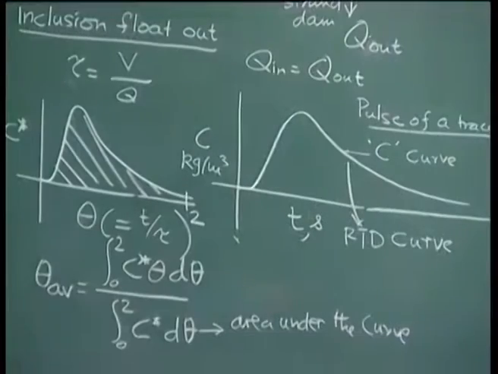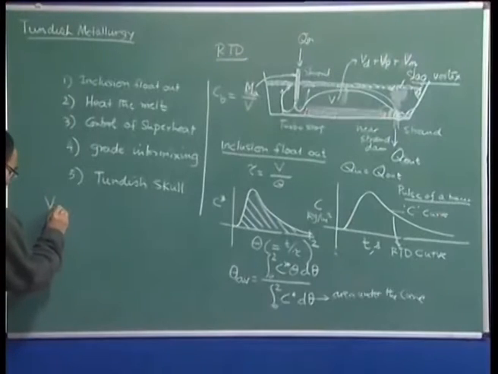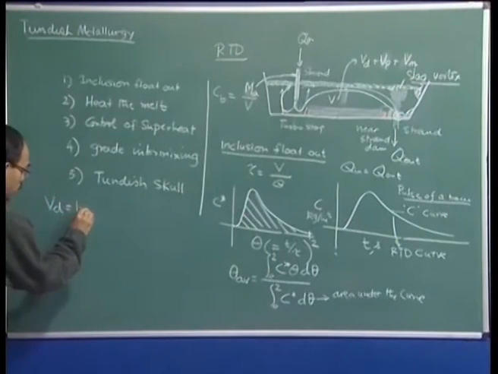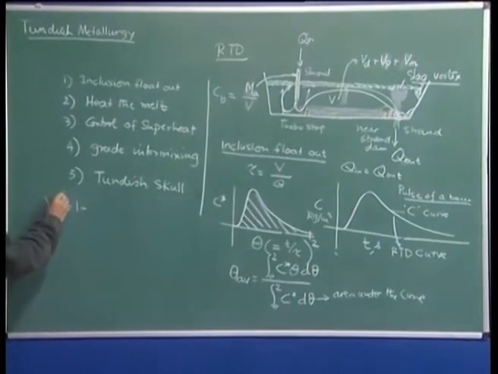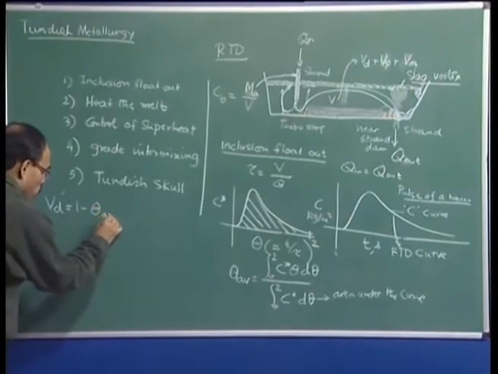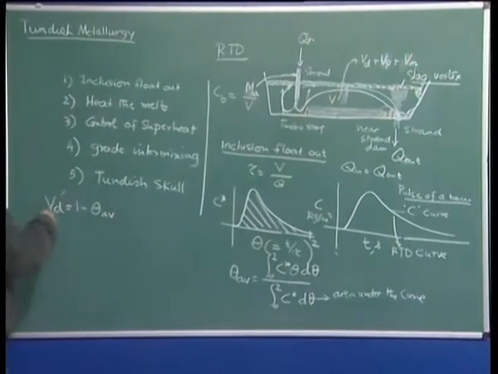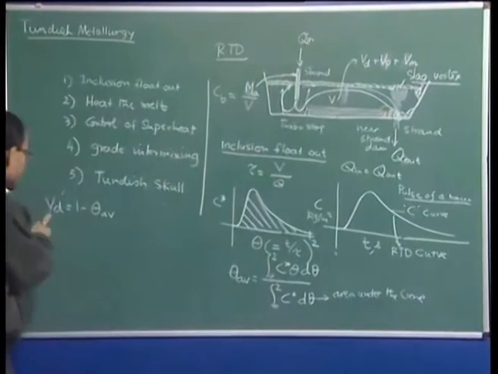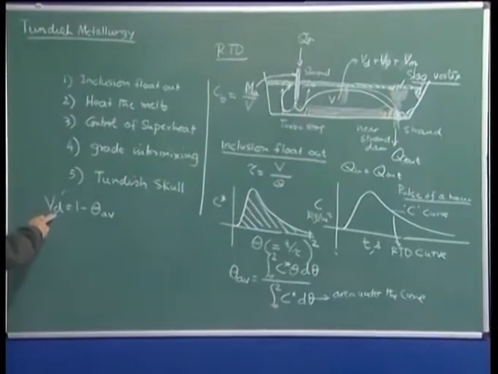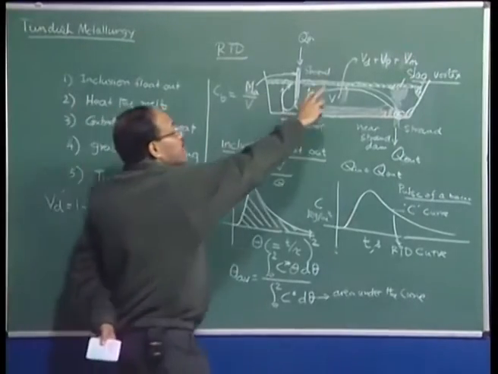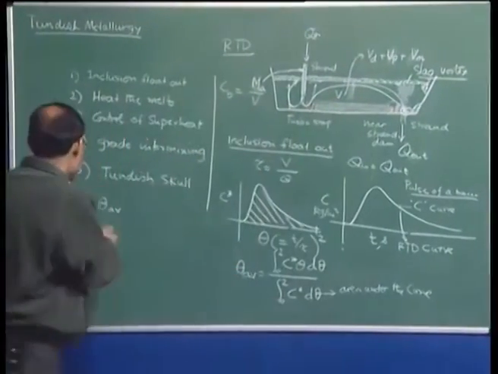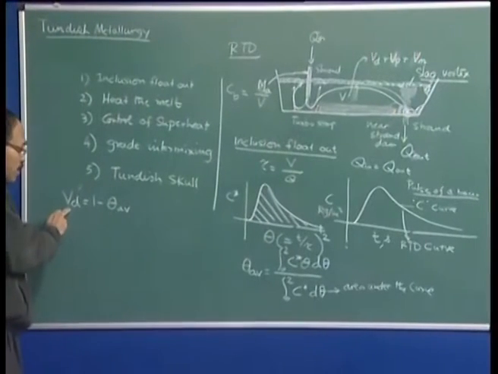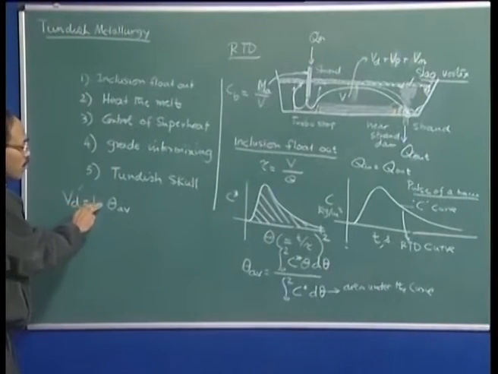Once you can determine theta average, by definition, the dead volume Vd is equal to 1 minus theta average. This is the extent of dead volume Vd in meter cube, while this is the dead volume fraction, which is Vd divided by the total V. The dead volume fraction, which is again dimensionless, is equal to 1 minus theta average.